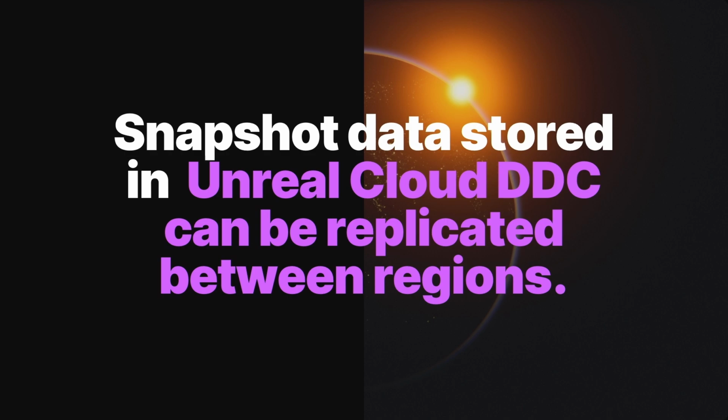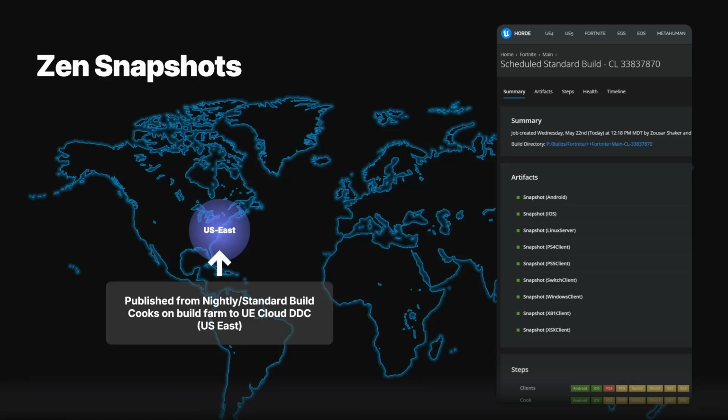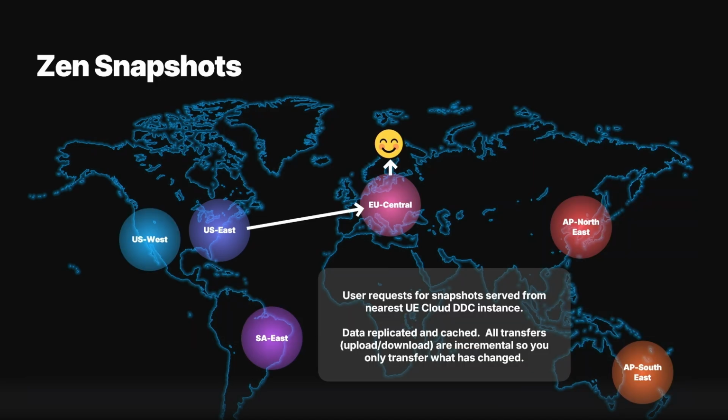It's also important to be aware that snapshot data stored in Unreal Cloud DDC can be replicated between regions. So what this can look like is you might have a build farm in a particular regional location. So let's say your build farm is hosted in US East. And you have builds that are publishing snapshots at some cadence from the build farm. And they publish to the US East Unreal Cloud DDC server.